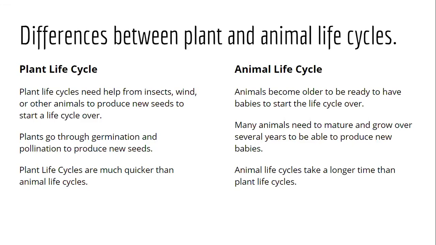So for example, if you have a flower and you have a dog and you got them on the same day, their life cycles would be much different. The flower probably wouldn't last as long as you would have the dog. The dog life cycle would definitely take a lot longer to go through.